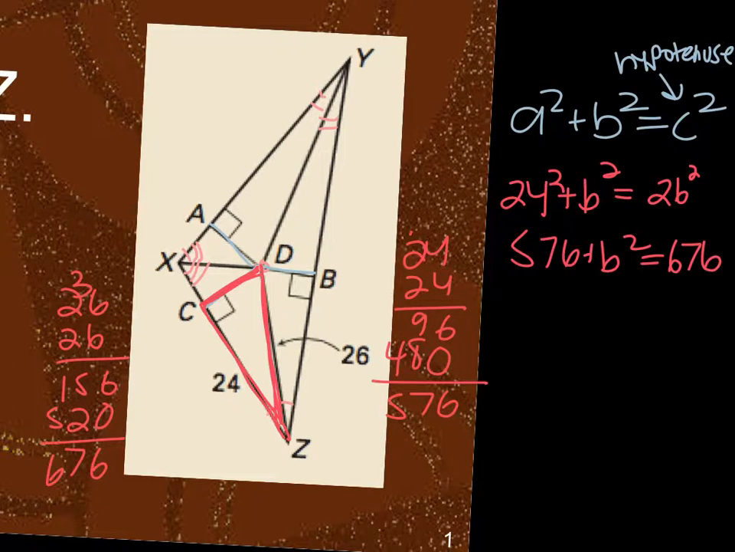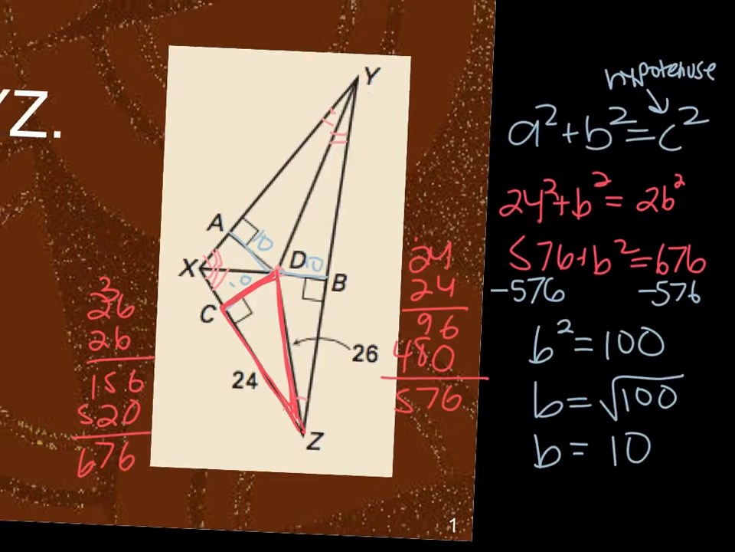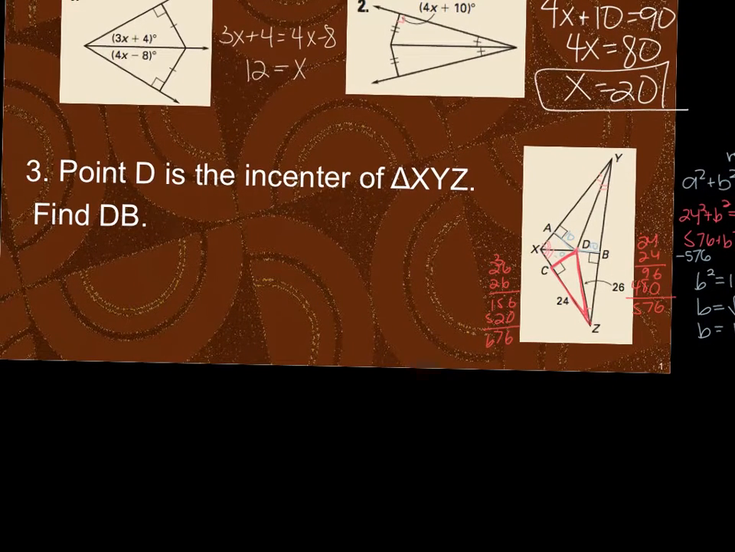676. And then I solve for b, so I subtract the 576. And I square root. So what's the square root of 100? 10. So this little segment is 10, so it would be this segment. And dB is 10.